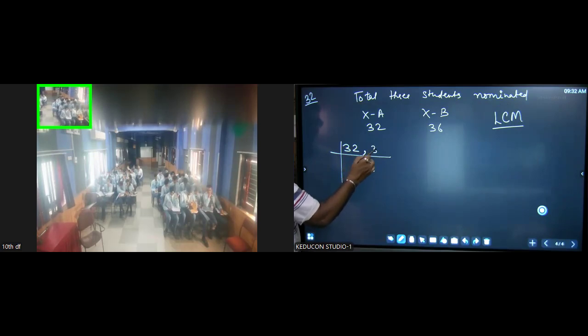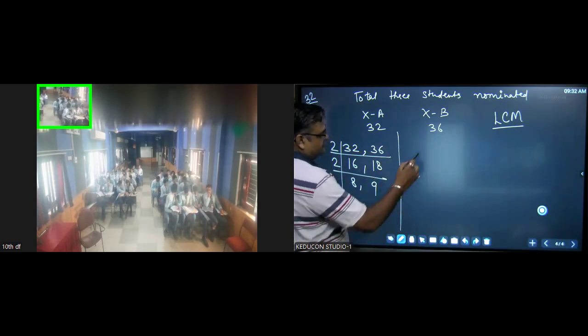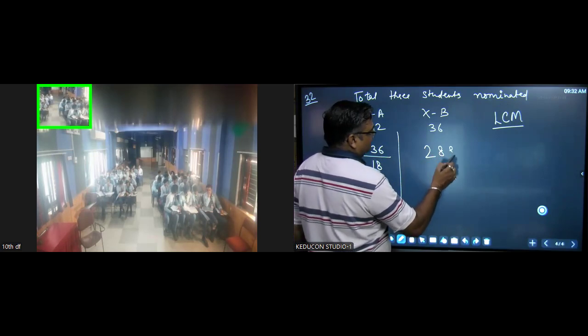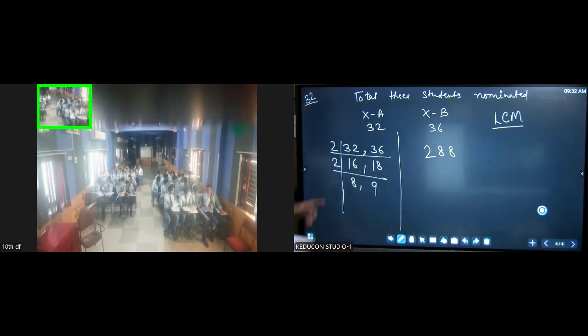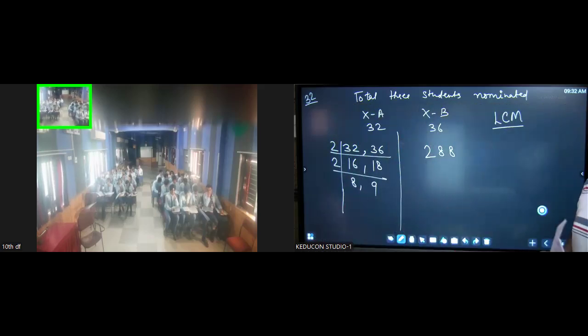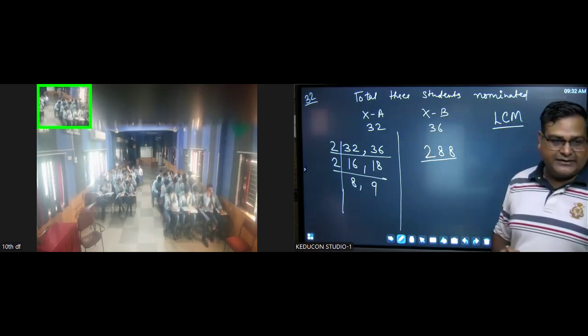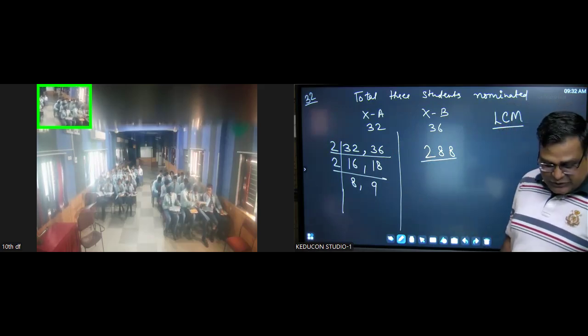What will be the LCM? LCM will be 288. Product of all these: 2 into 2 into 8 into 9. That will be 288. So this is the minimum number of books required in the library. Now comes the second question.